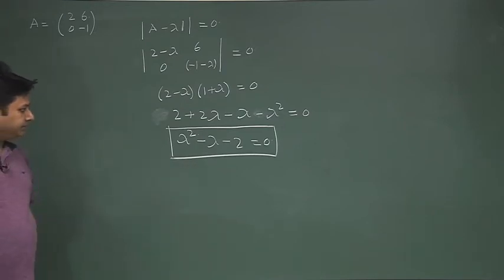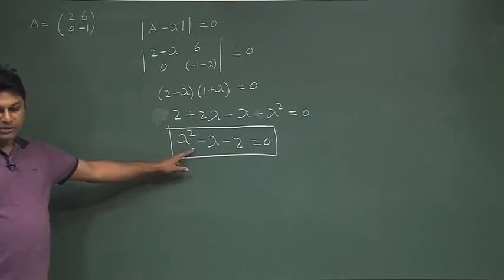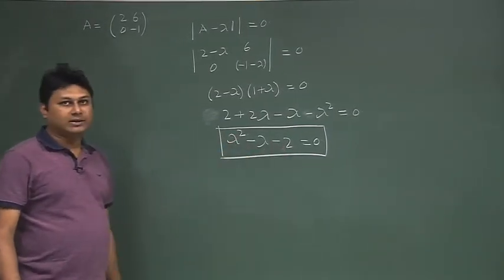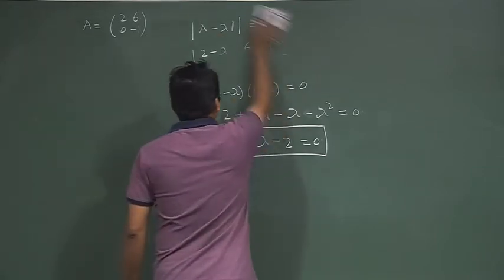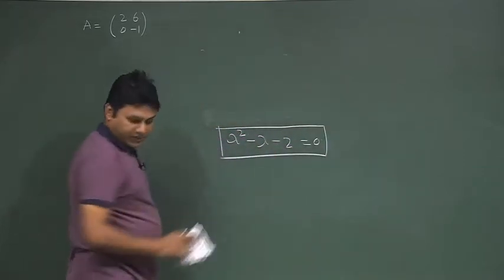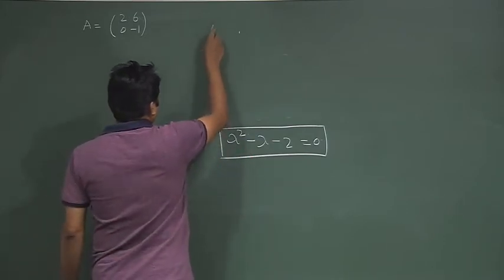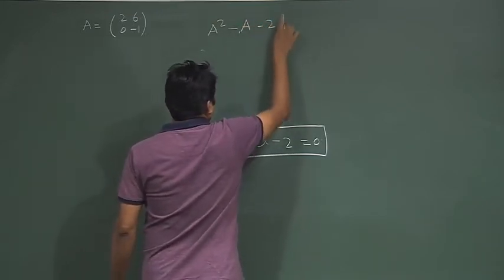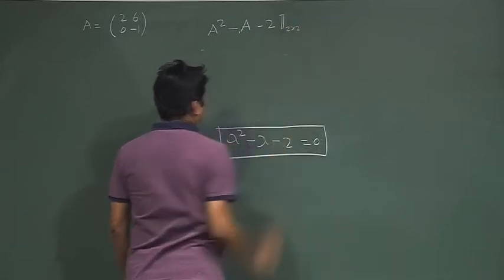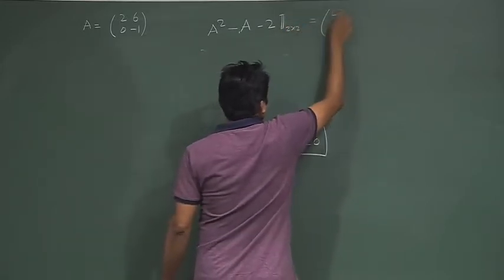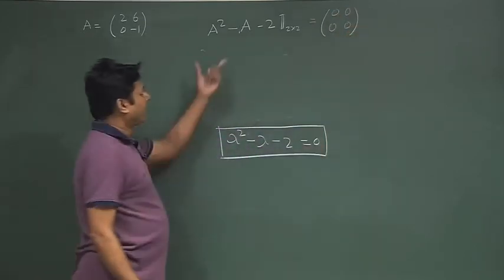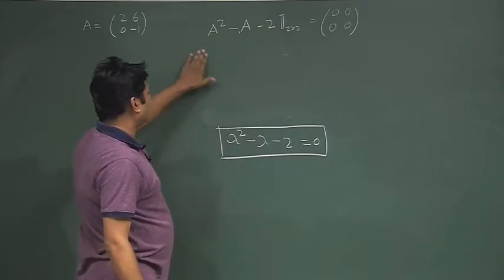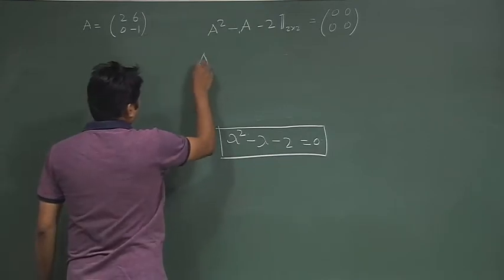So, now the next thing is that if this is my equation, then I can put just A here and check whether this is satisfying or not. According to the Cayley-Hamilton theorem, if this is my characteristics equation, then A square minus A minus 2 I, where I is a 2 by 2 identity matrix, should be equal to the null matrix 0 0 0 0. This is according to the Cayley-Hamilton theorem, this should be satisfied. Now, we should check whether really it is satisfying or not. We can calculate very easily. So, what will be my A square?